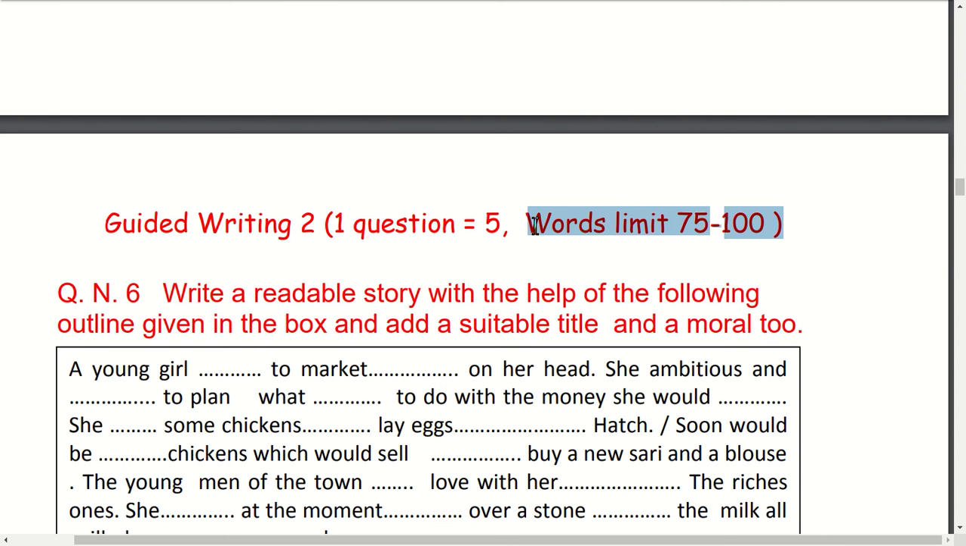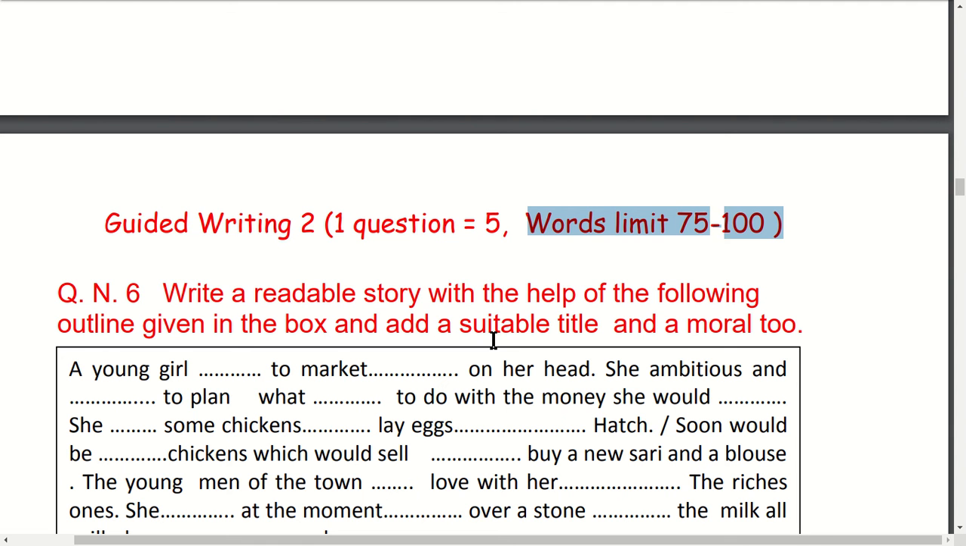You don't have to follow any special layout. Special layout and special format is not necessary. No marks is allocated for special layout in guided writing number 2.